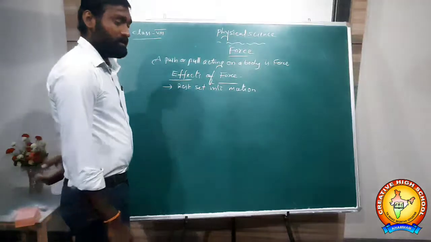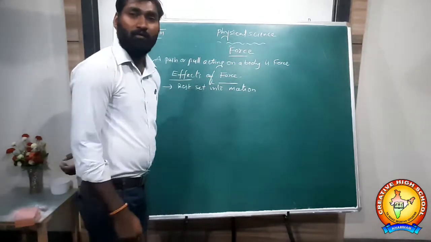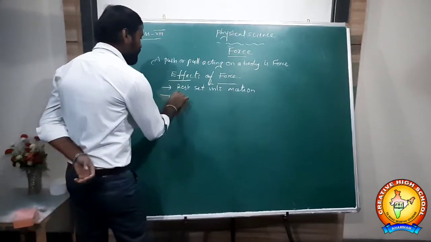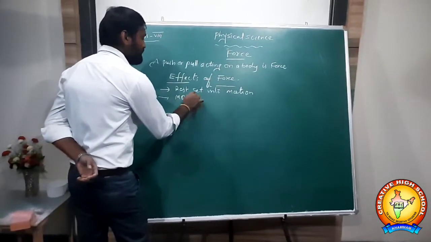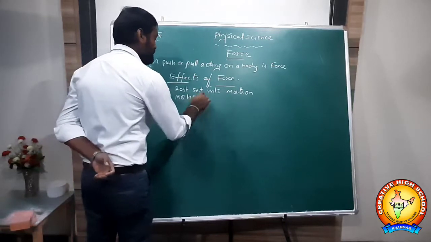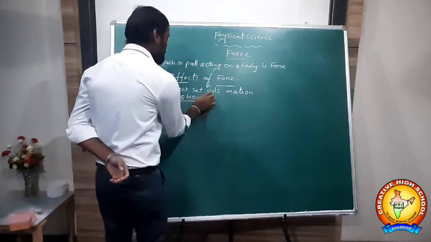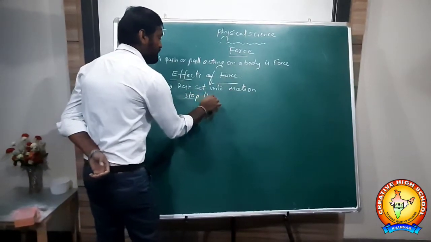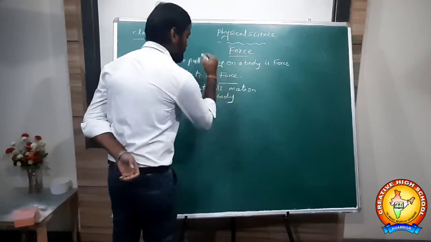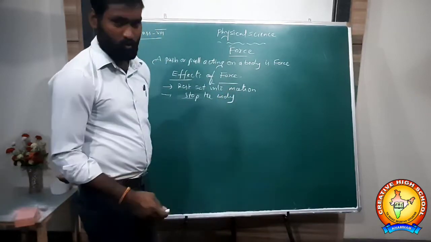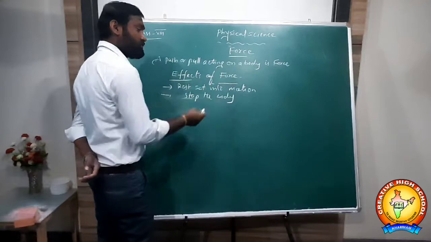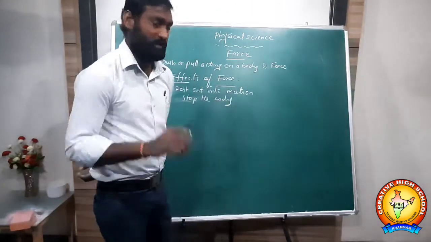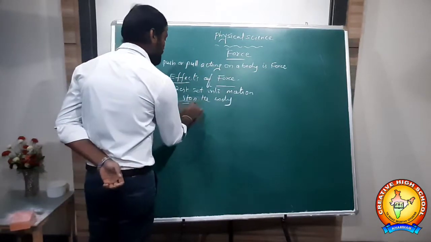For example, a car is moving on the road. When you apply the brakes, what happens? It stops. When the body is in motion, you can make it come to rest and stop the body. So by applying force, we set a body into motion as well as make it stop.